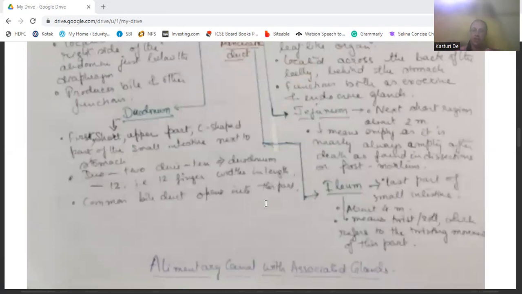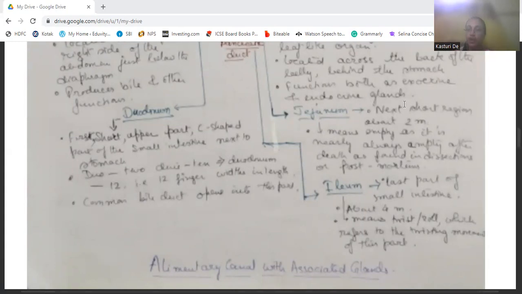The duodenum, I told you, is a sheath-shaped structure. It is the first part of the small intestine. How does the name duodenum come about? Duo means two and denum means ten, so altogether it means twelve. That is twelve finger widths in length. If you keep twelve fingers side by side, that much length is the duodenum. That is how the name has come.